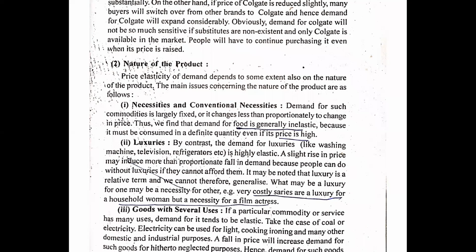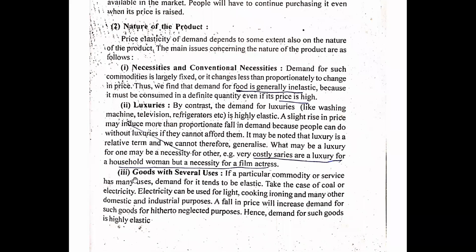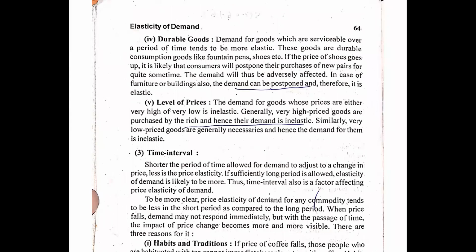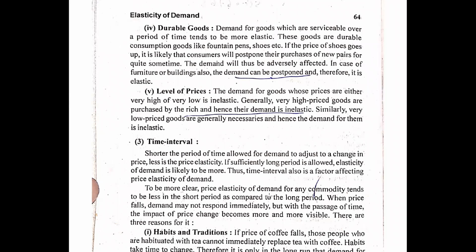Then we also discussed luxurious goods, and goods with several uses. Under that, we took an example of electricity. After that, now we will start with durable goods. Now, what are durable goods? Durable goods are the goods which can be stored for a long time. So demand for goods which are serviceable over a period of time tends to be more elastic. These are durable consumption goods like fountain pens, shoes, etc.